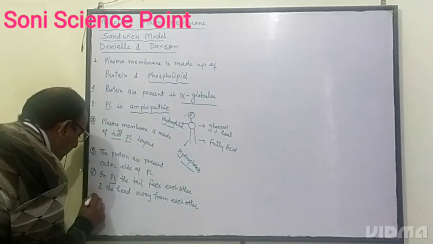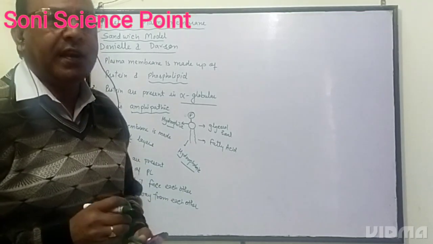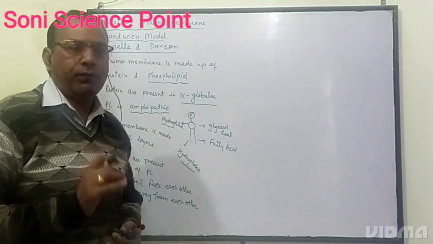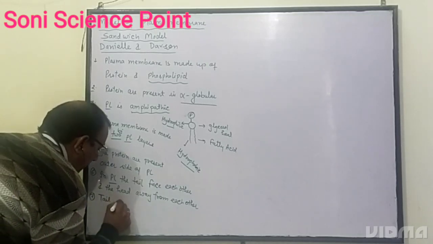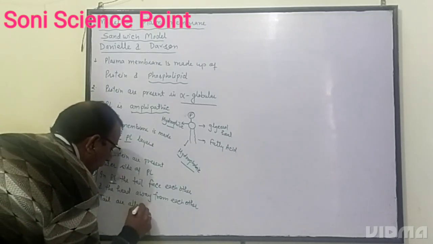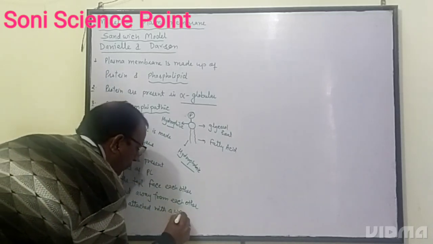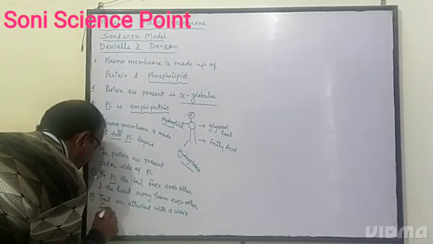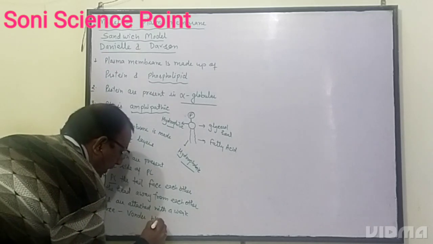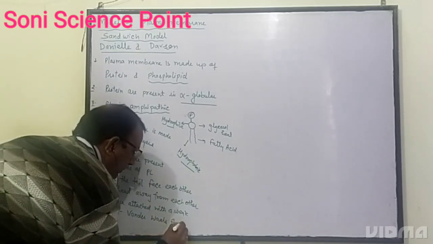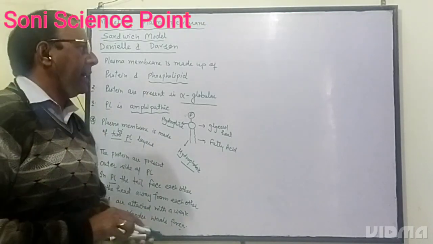And the last one is that the tails are attached with each other with a weak force, and that force is called van der Waals force. These were the properties which were proposed by Danielli and Davson.